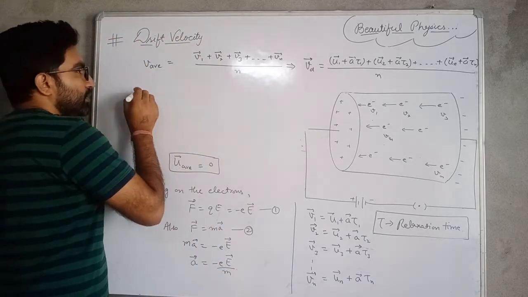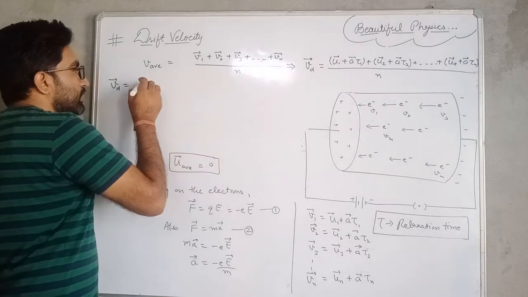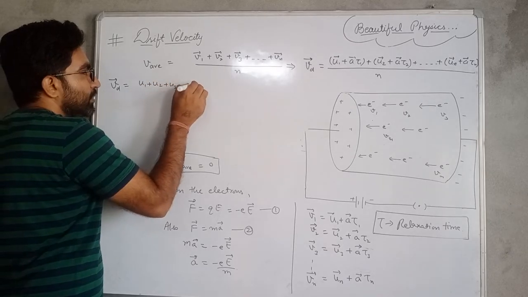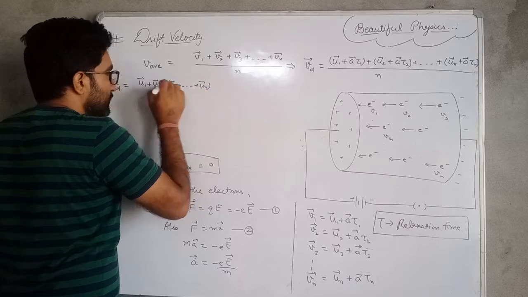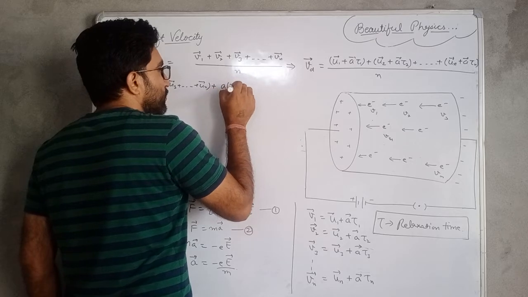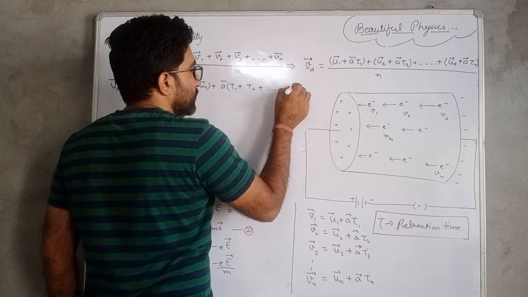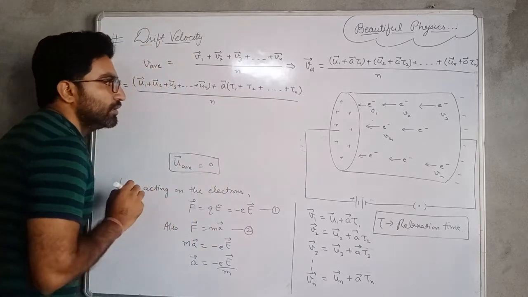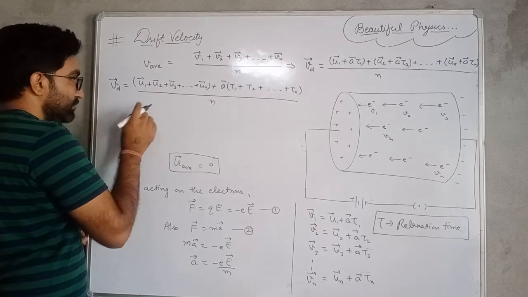So Vd, the drift velocity, will be equal to, separating the terms, u1 plus u2 plus u3 up to un, plus acceleration can be taken as common, so we have a into tau 1 plus tau 2 plus up to tau n, divided by n. Divided by n we have separate terms.